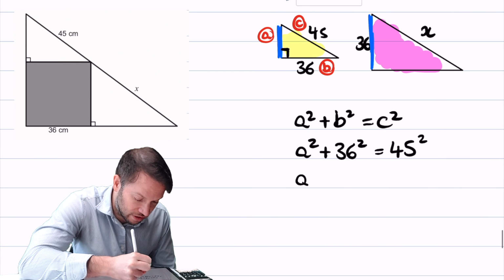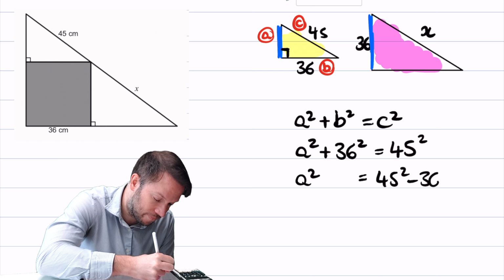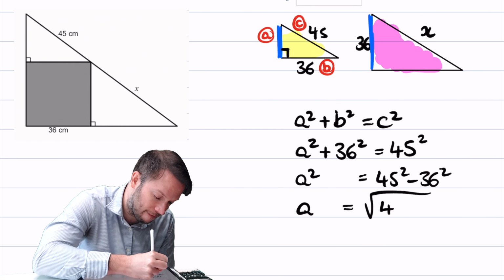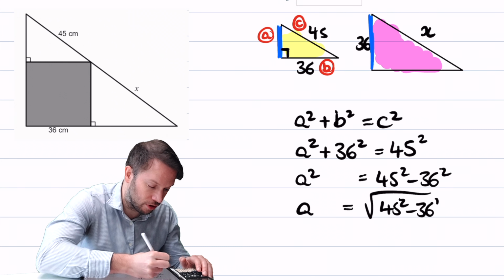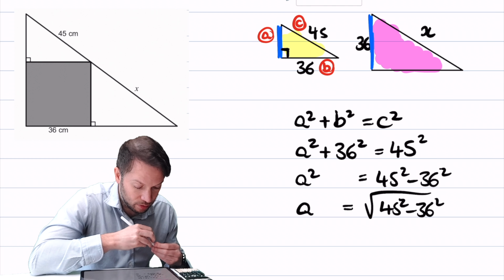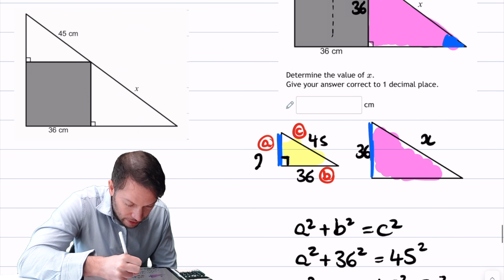So then we could just subtract the 36 squared from both sides, and then to get rid of that squared, we square root both sides. And if we do that on our calculator, we get 27. So A is 27. So now we've worked out that this length here is 27.